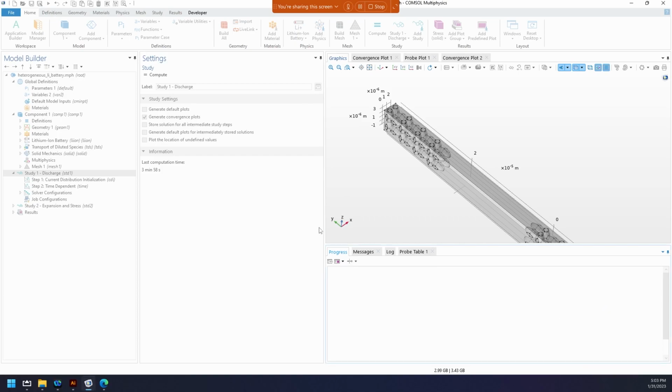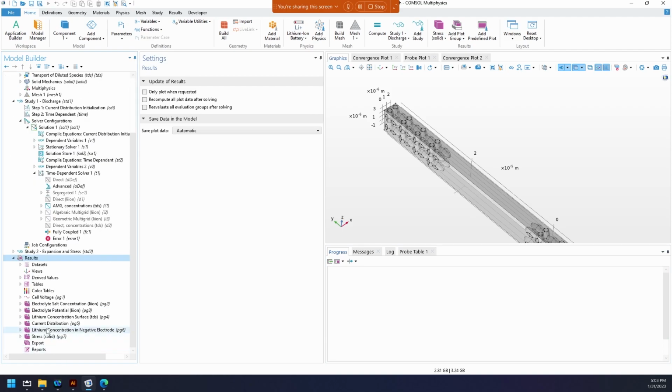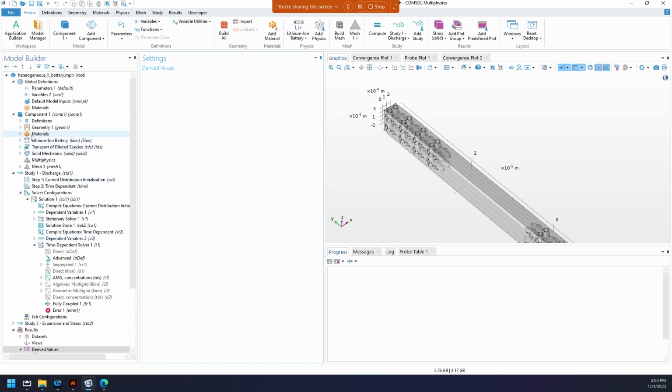Now if I stop this one and go to the derived values. Now, what other things could I do? I could also define the prop values and calculate those things.